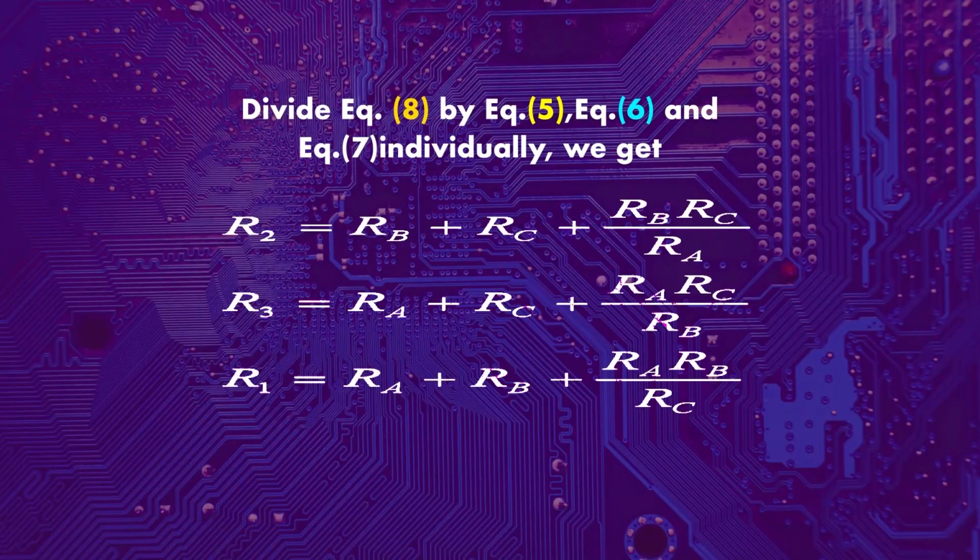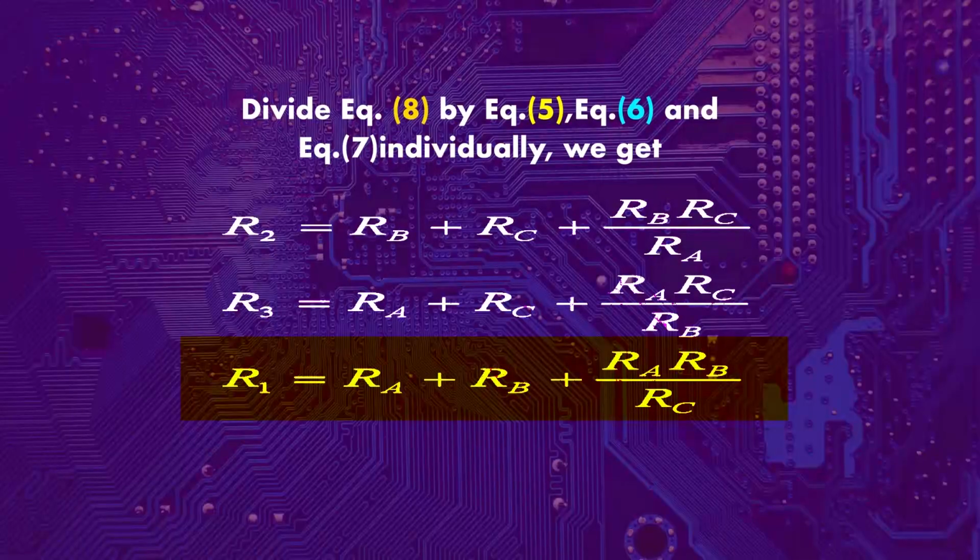So divide equation number 8 by equation number 5, equation number 6 and equation number 7 individually. So we will get R2 equal to RA plus RB plus RA RB upon RC, and similarly you can calculate R3 equal to RA plus RC plus RA RC upon RB. Similarly you can also calculate R1 is equal to RA plus RB plus RA RB upon RC.